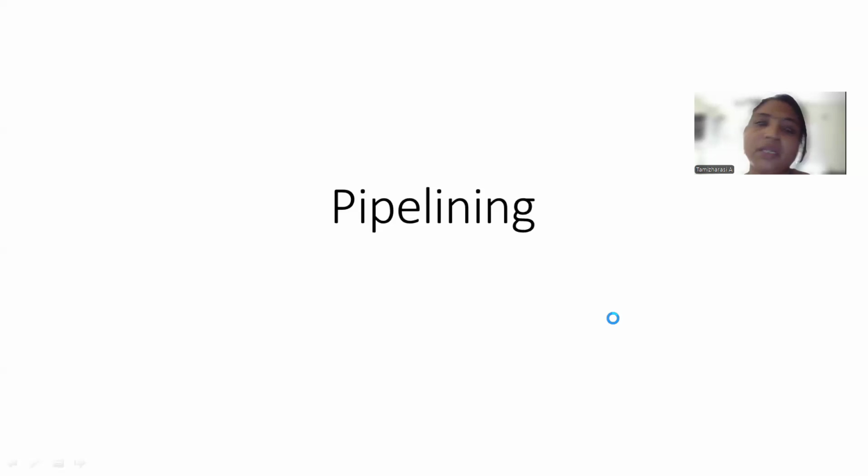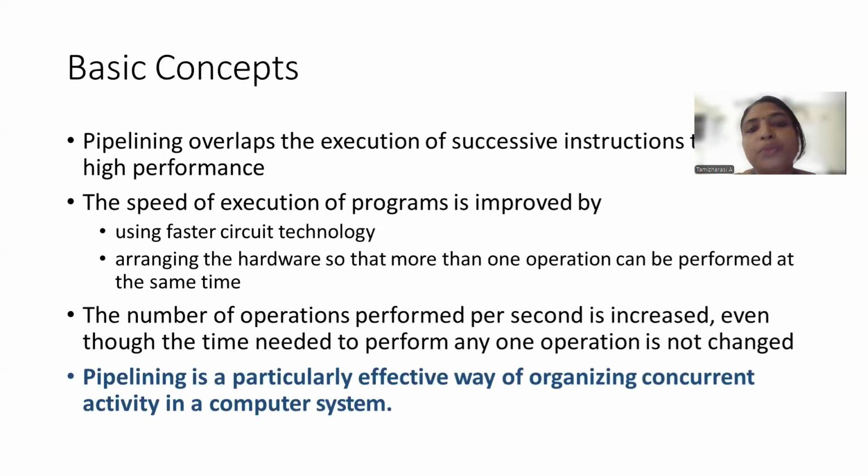When I say pipelining, we are going to execute more than one instruction simultaneously. We do this to improve performance, to speed up the execution of the processing. Either you can use a faster circuit technology, or we can arrange the hardware in such a way that more than one operation can be performed at the same time. So in pipelining, we make arrangements in the hardware so that we can perform more than one instruction execution at a time.